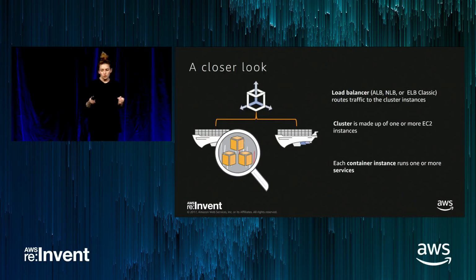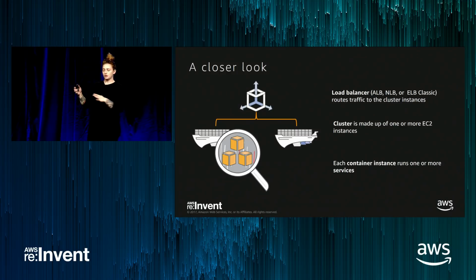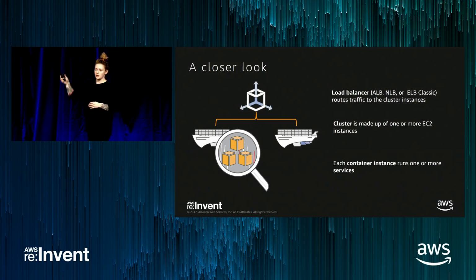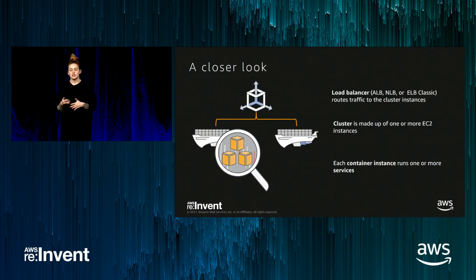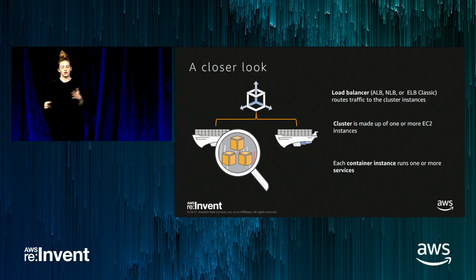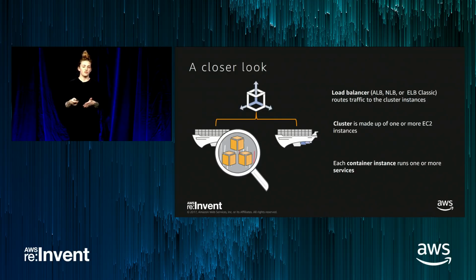So we're going to break this down. Our load balancer used to be just an ELB, but now it's an ALB. So an application load balancer, a network load balancer, or our load balancer classic. It routes my traffic to the instances. My cluster has one or more EC2 instances, and then each container instance runs one or more of my services.